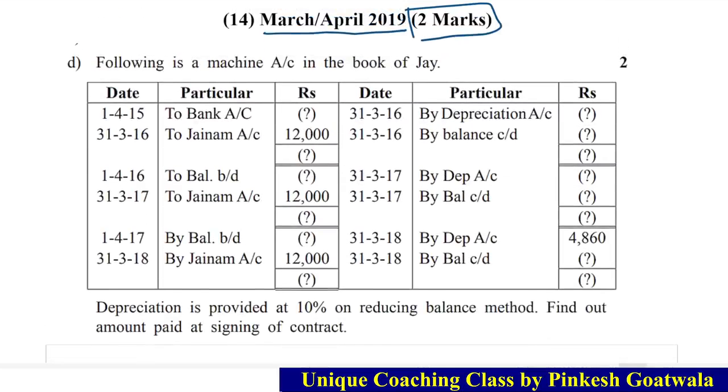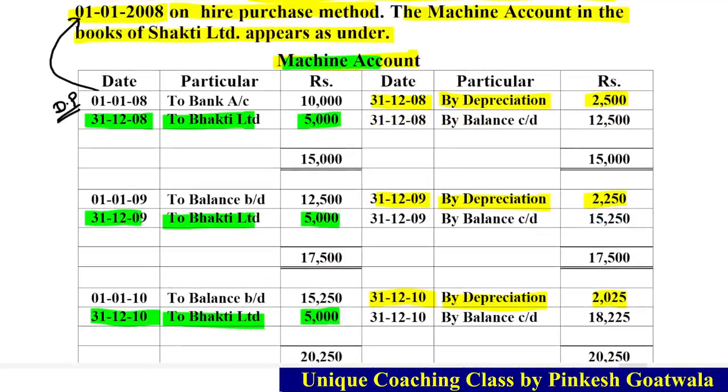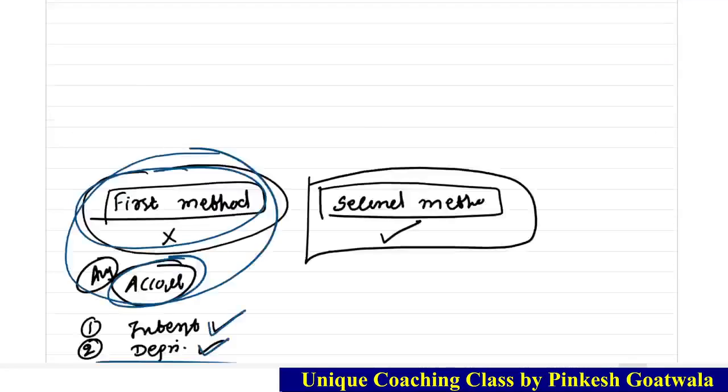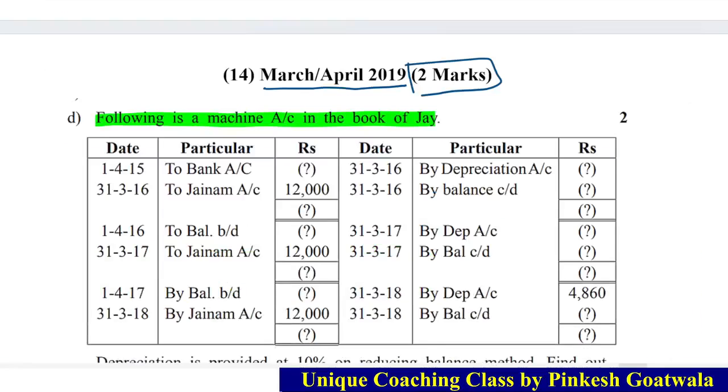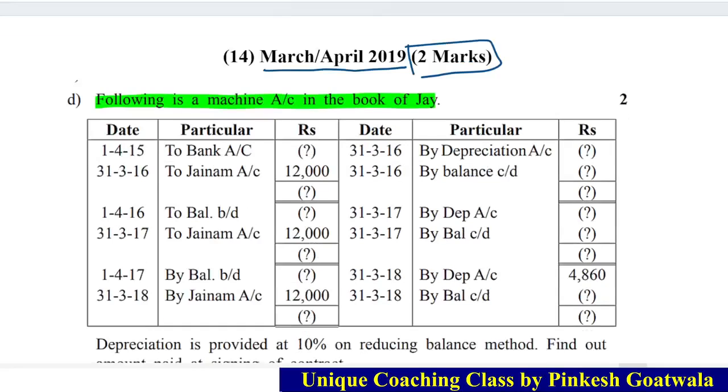Look at this sum. Here following is a machine account in the books of J. Look at here, a machine account is given, same point. Here also we have a machine account. Bank, depreciation and balance, same point. It has been asked as a short sum. So in exams normally they ask it as a short sum.